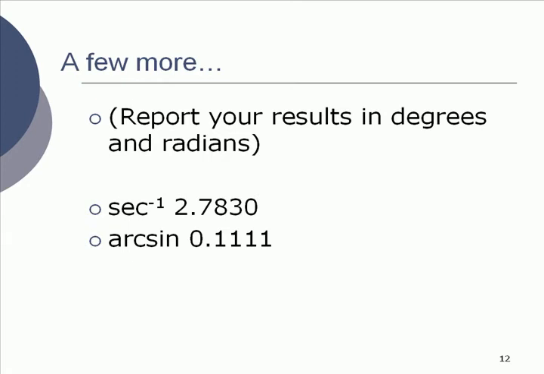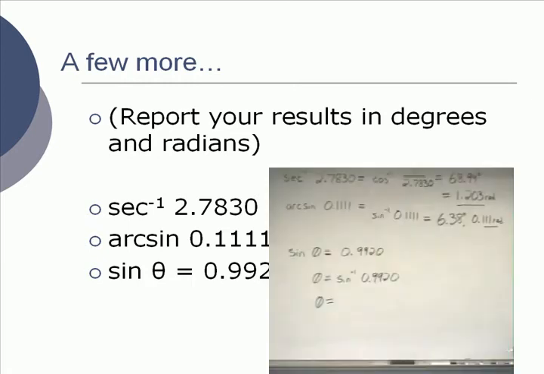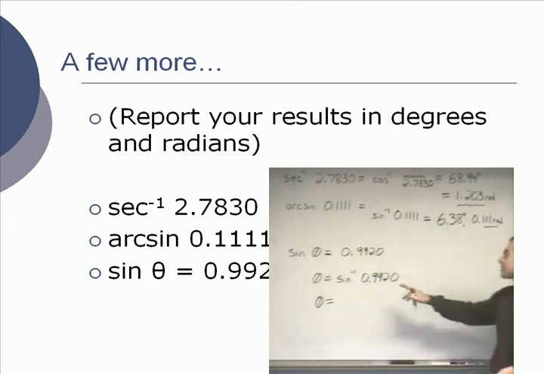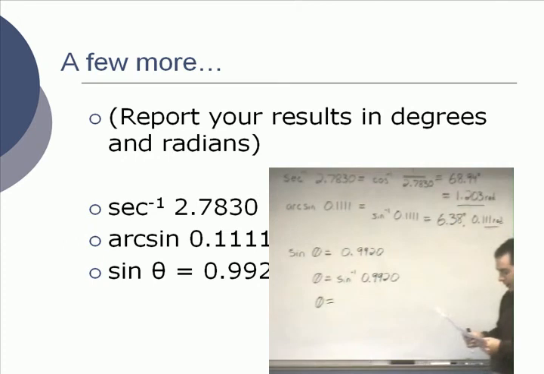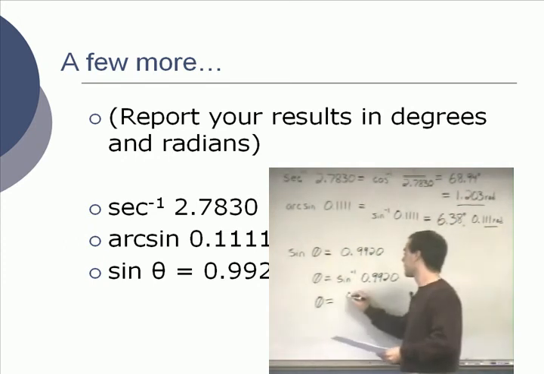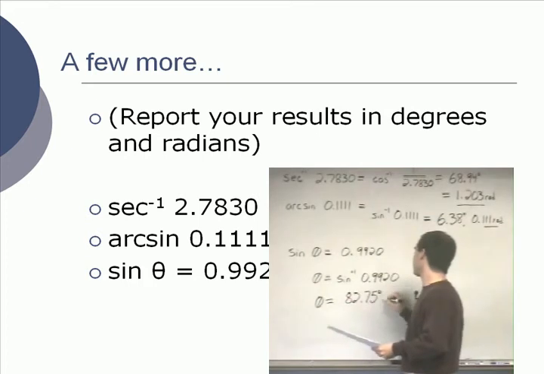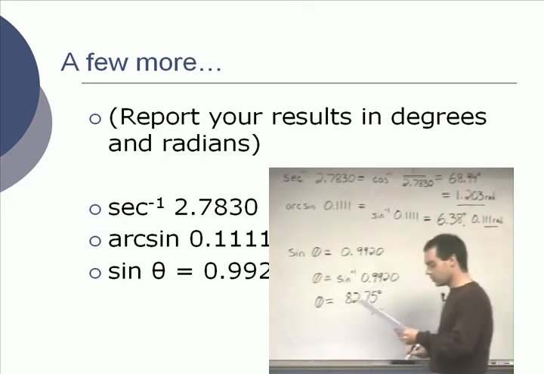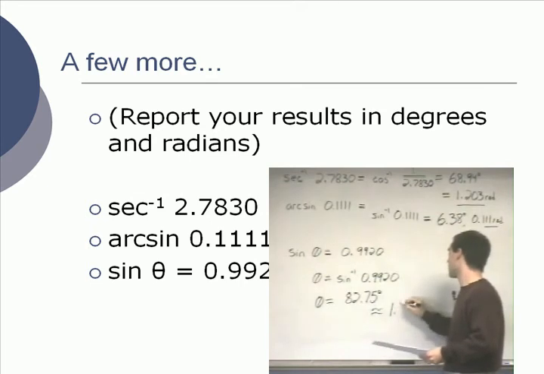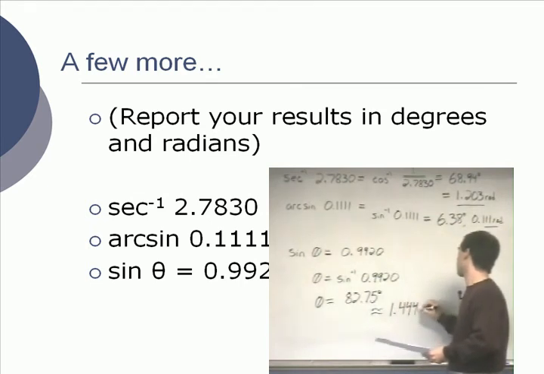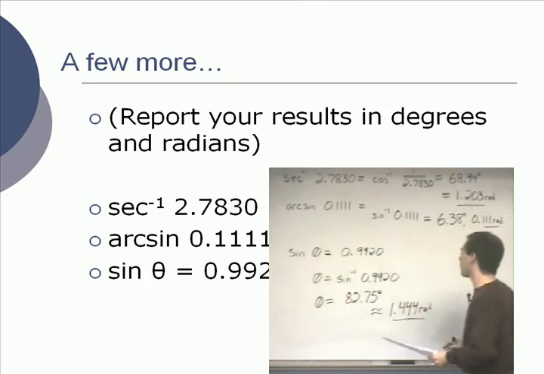Okay, well, let's do one more. Sine theta is 0.9920, so theta is the inverse sine of 0.9920. How many degrees is that? 82.75 degrees, which is pretty darn close to, if you bump that into radians, 1.444 radians.